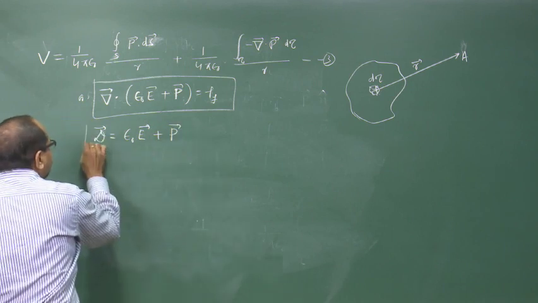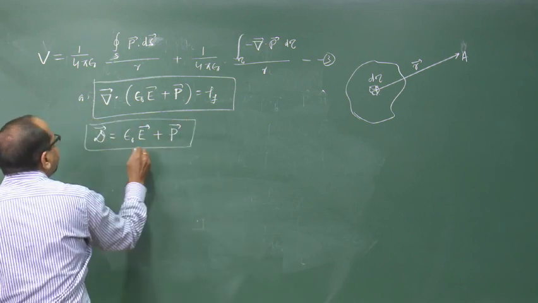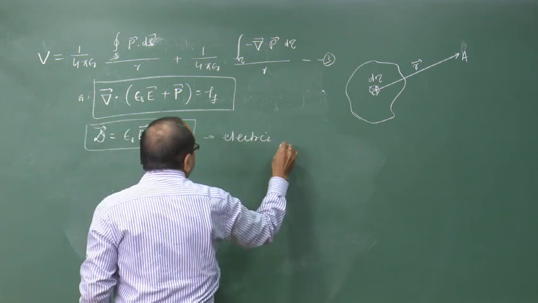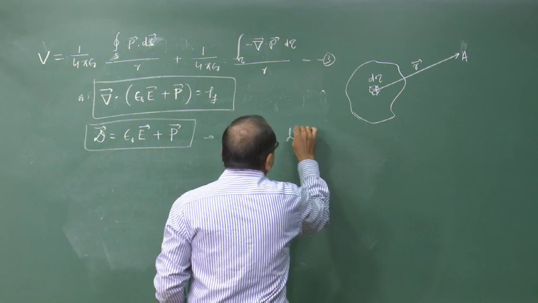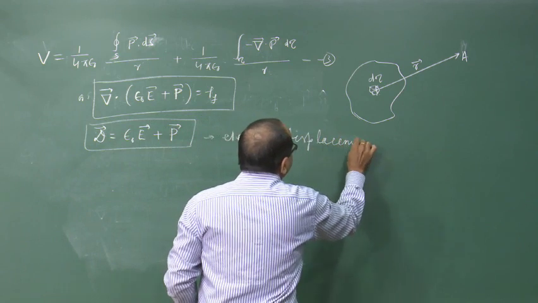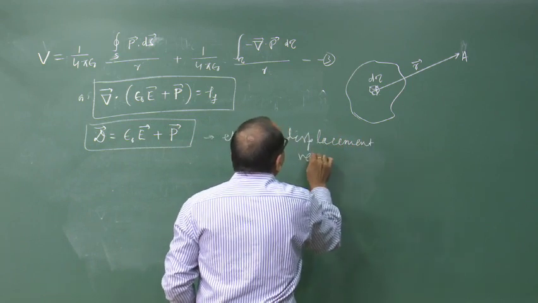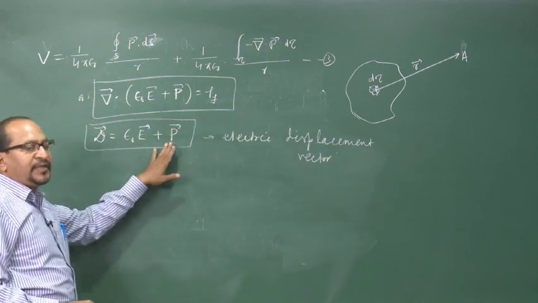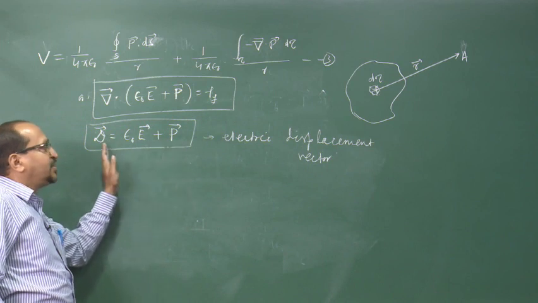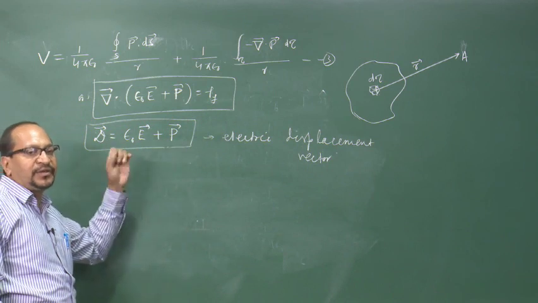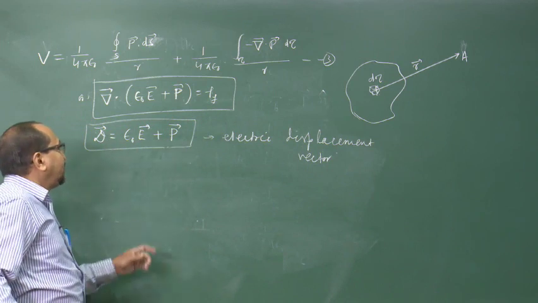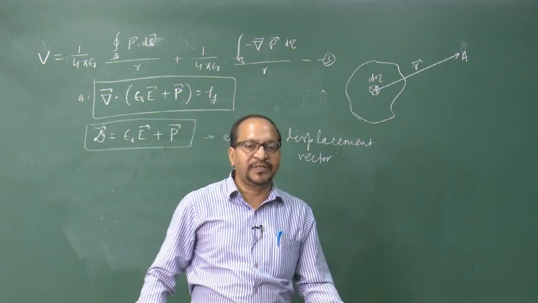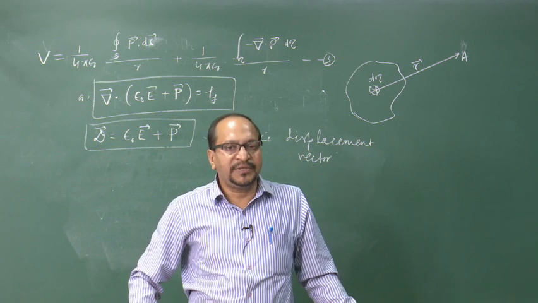This is called electric displacement vector. D is called electric displacement vector. When there is no dielectric material, there is no polarization, and our displacement vector becomes epsilon naught into E. Okay. So, we now introduced three vectors: electric field vector, polarization vector and displacement vector.